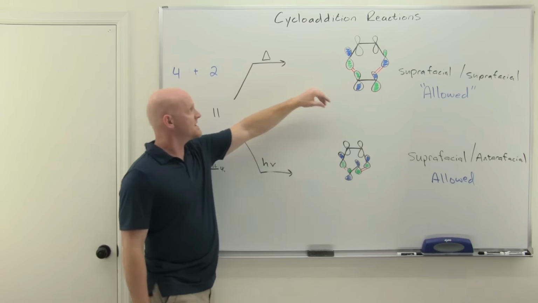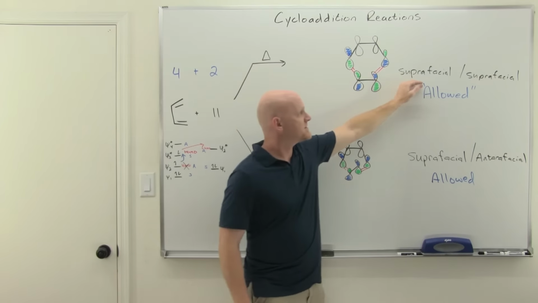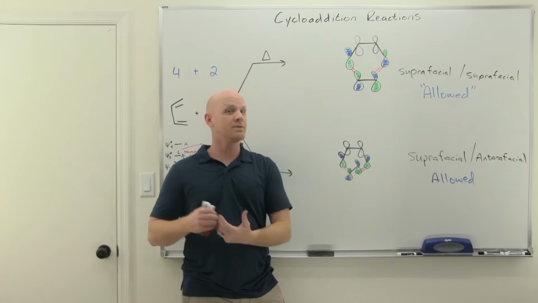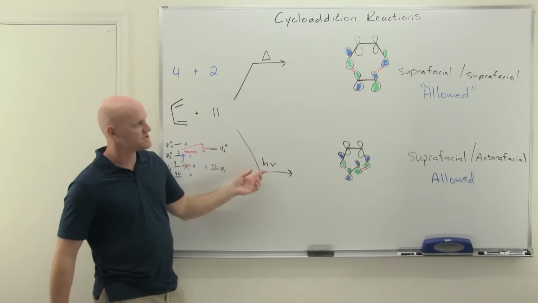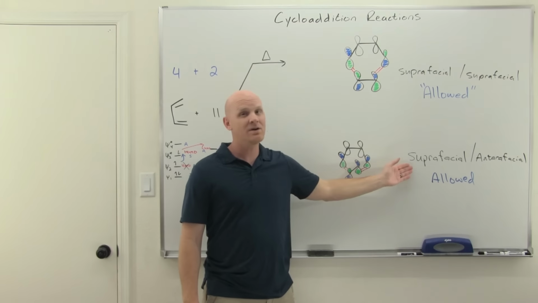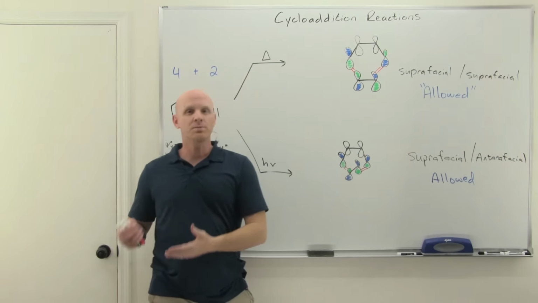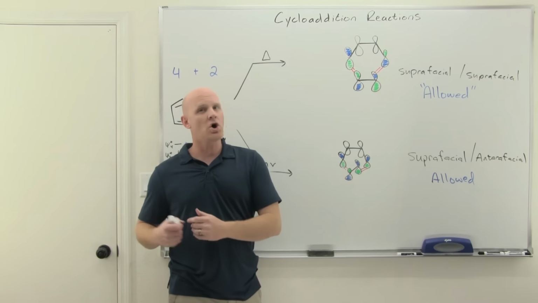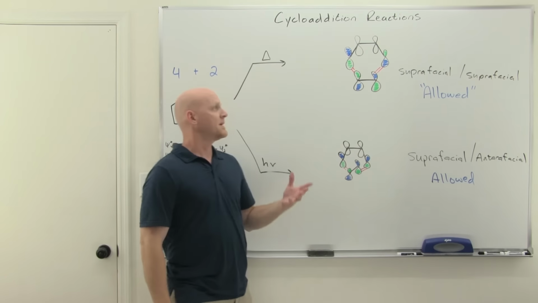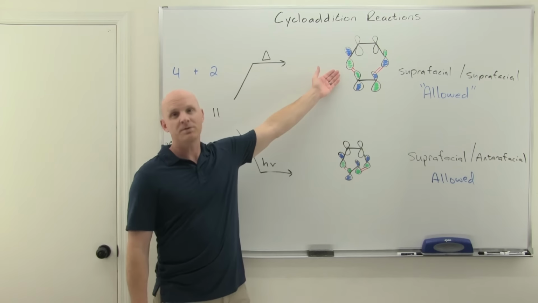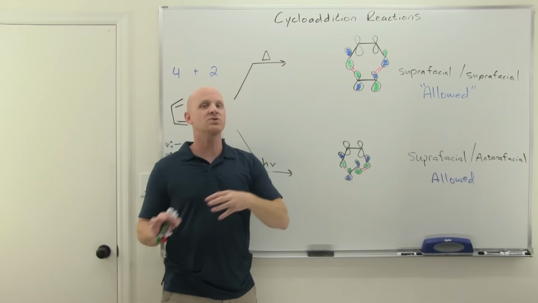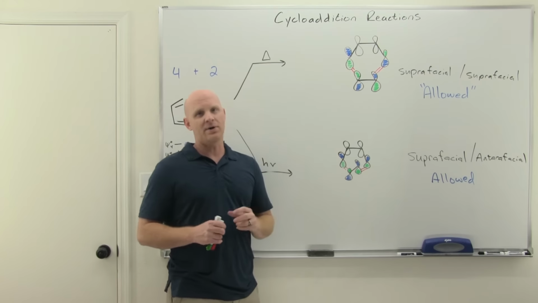Cool. So in this case, under thermal conditions, suprafacial-suprafacial is allowed, which means that suprafacial-antarafacial would be forbidden. But under photochemical conditions, now it's suprafacial-antarafacial that's going to be allowed, and suprafacial-suprafacial that would be forbidden. So one is always allowed, and the other is always forbidden. It always works out that way. And if the symmetries match, then it's suprafacial-suprafacial that'll be allowed. And if the symmetries don't match, then it'll be suprafacial-antarafacial that is allowed instead.